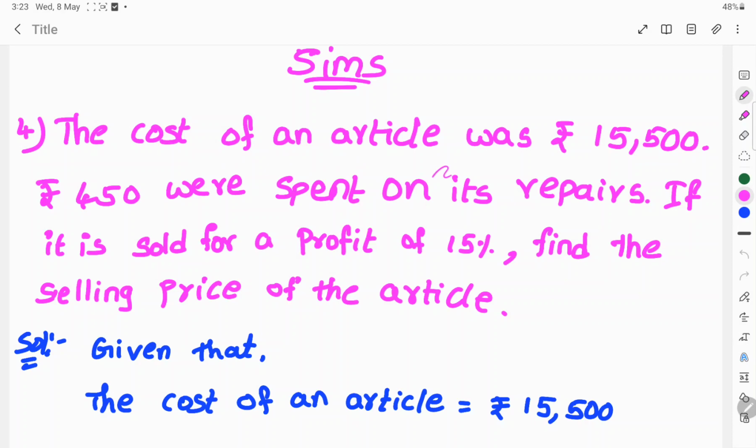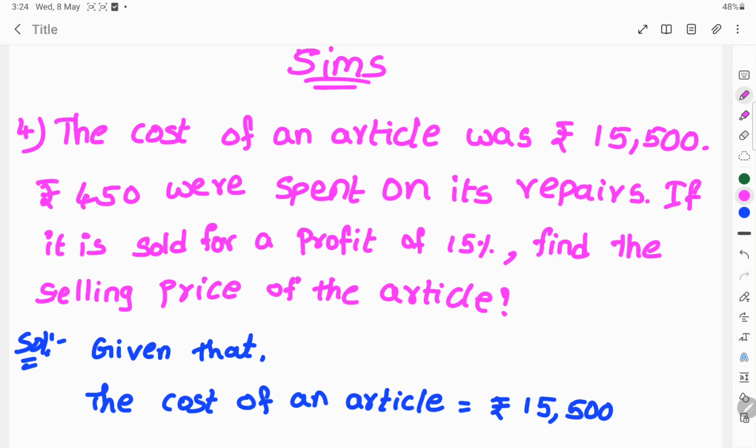The cost of an article was 15,500 rupees and 450 rupees were spent on its repairs. If it is sold at a profit of 15%, find the selling price of the article. So let's see the solution.